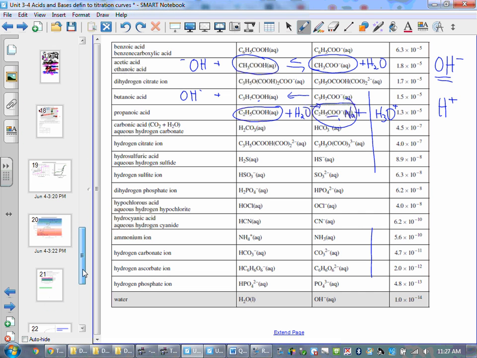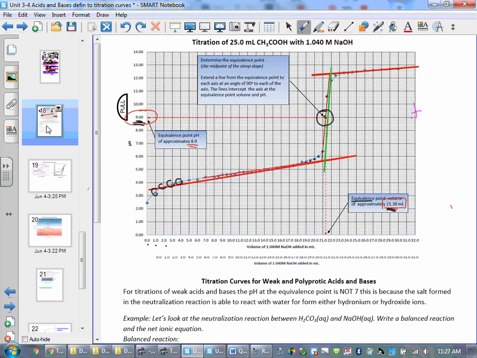Okay, so all of that to help explain why our equivalence pH was not 7. So when we react weak acids or weak bases, we're going to get equivalence pHs that are not 7. So far, so good.